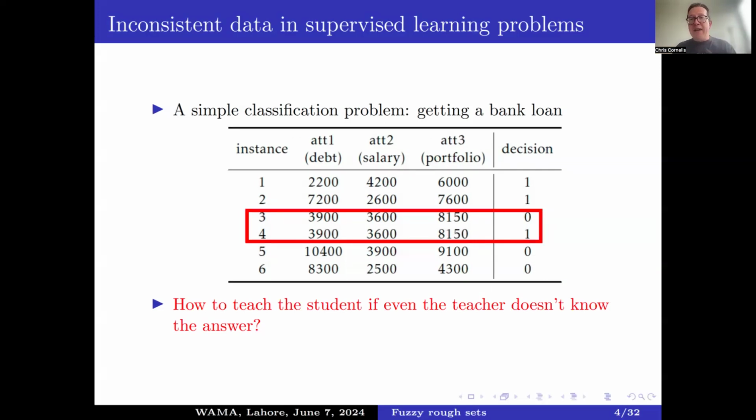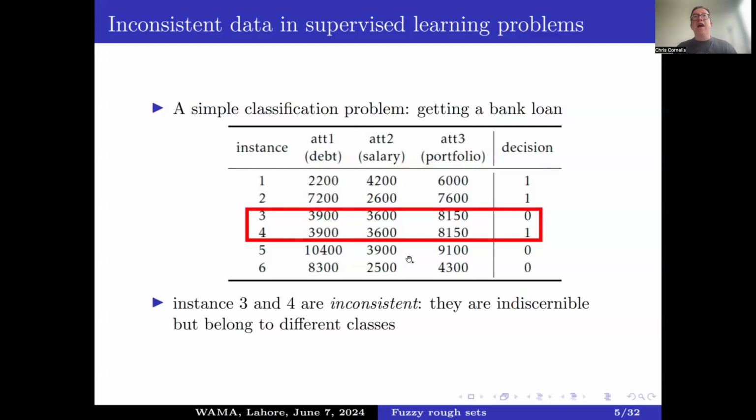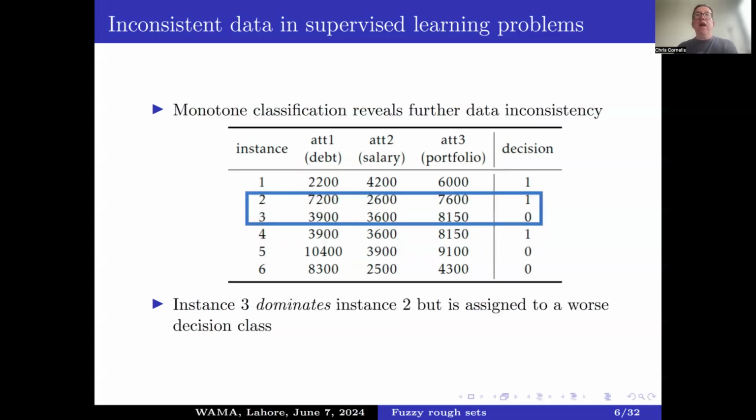Okay, so that is one kind of inconsistent information. And we call instances 3 and 4 inconsistent because they are indiscernible, or also indistinguishable, with respect to the conditional parameters, with respect to attributes 1, 2, and 3, but they still have a different decision. They belong to different classes. Now, this kind of inconsistency is not the only one which we will see in practice.